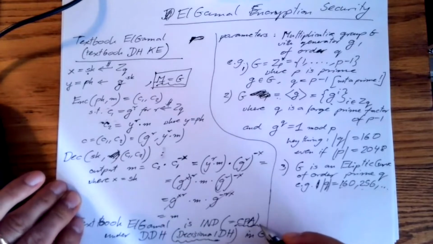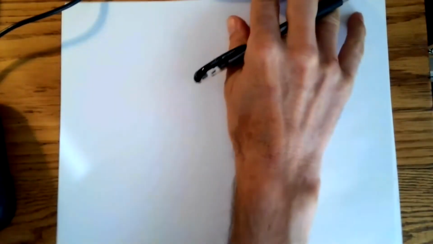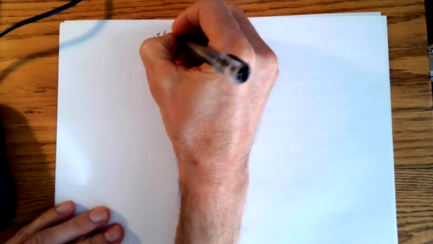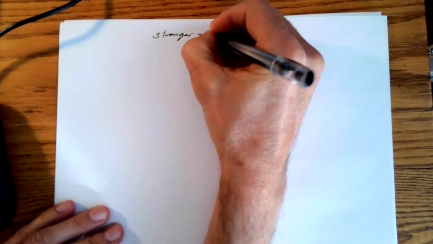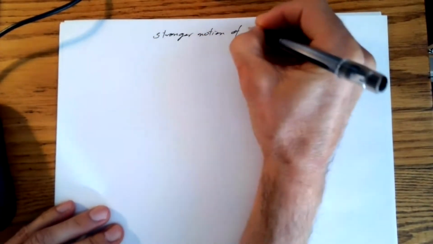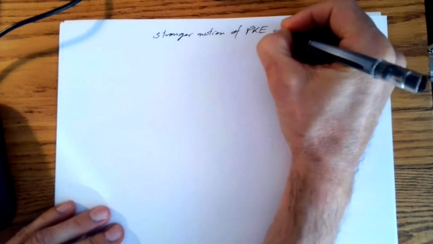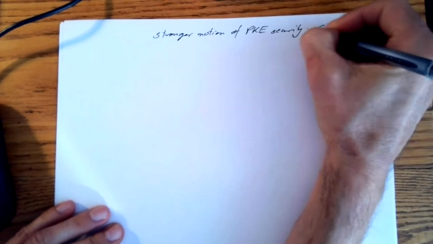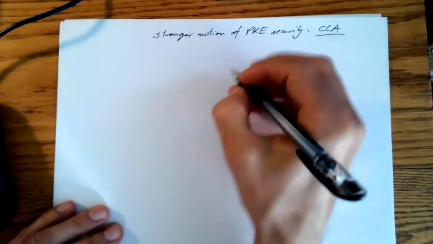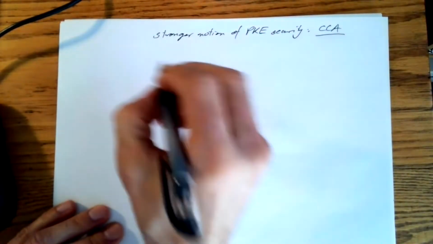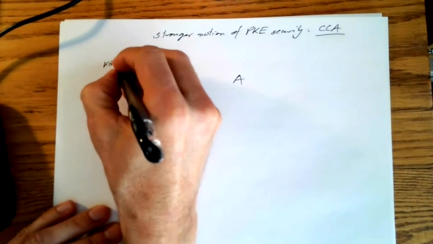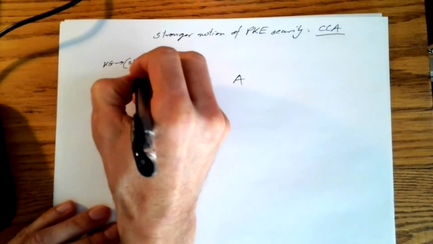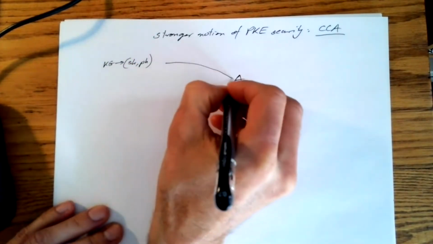Let's look at the CPA thing first. A stronger notion of public key encryption security is CCA. What does that look like? There is a key generation that creates a secret and a public key. The adversary gets the public key.